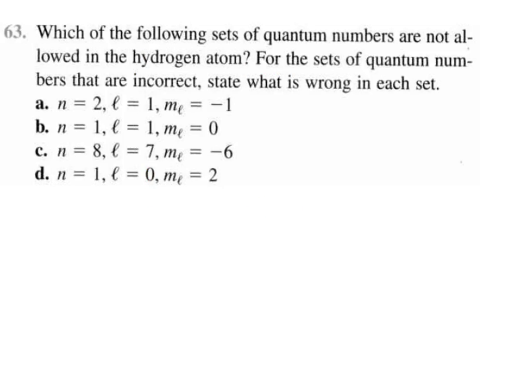Next is simply more practice. Pause the video and solve for which of these sets are invalid, and cross out what number was causing the number to be invalid if that was the case. The answer for A is valid. The answer for B is invalid due to L. The answer for C is valid. And the answer for D is invalid due to M sub L.